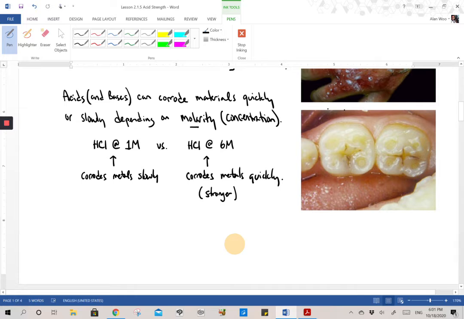And typically the last factor that we look at is whether it's a strong or weak electrolyte.